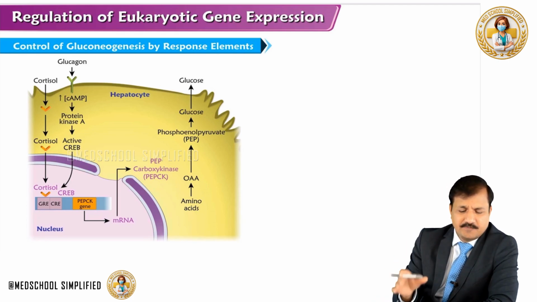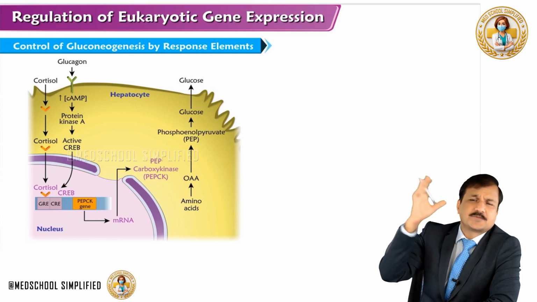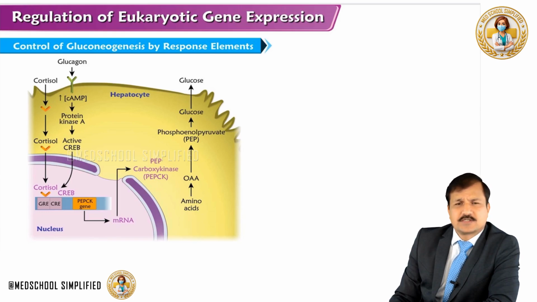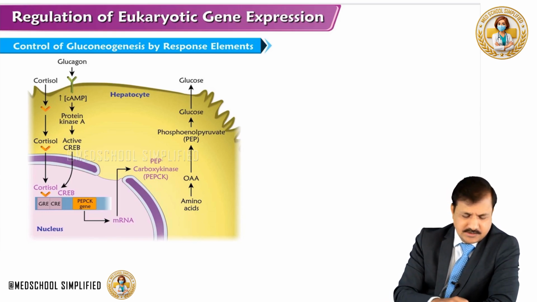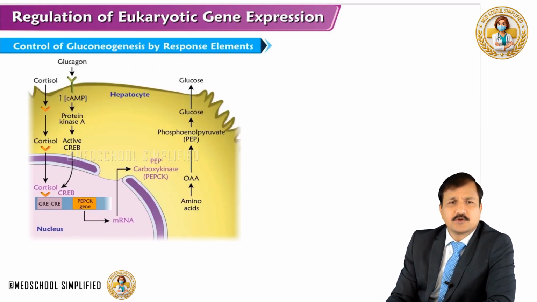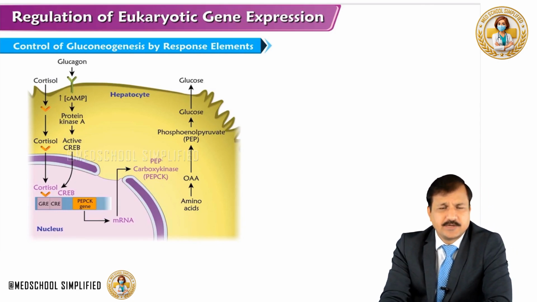So this is how the response elements will be modulated in response to hormones that are binding onto the cell surface receptors or nuclear receptors. That's how we can use that in understanding control of gluconeogenesis, which is done by response elements.